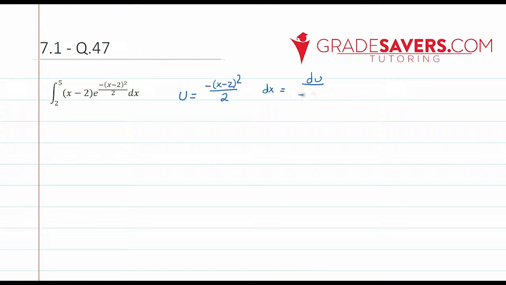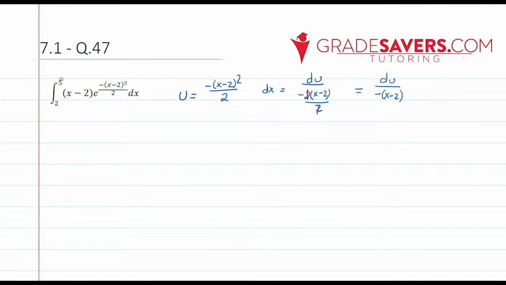It will be negative 2(x minus 2) to the power of 1, but I'm not going to write that there. We should all know there's a power of 1 here. Divided by 2. And it looks like this 2 and this 2 will cancel out. So we are left with du over negative (x minus 2). So we have our u value, we have our dx values.